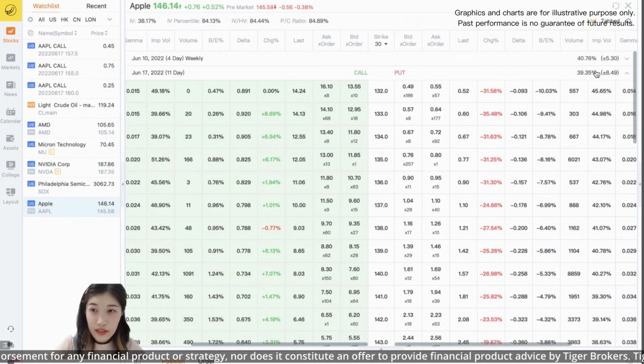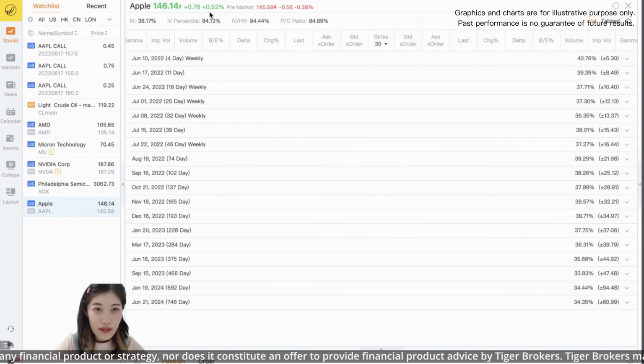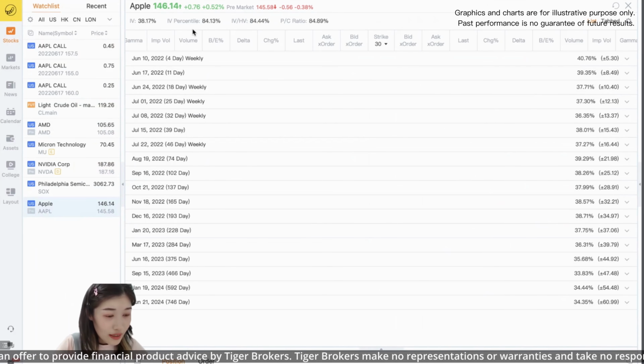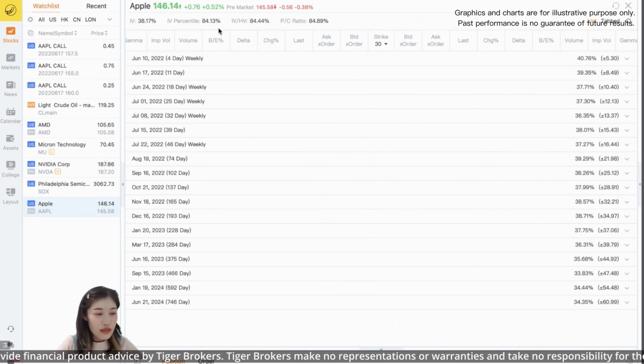Now the option chain here displays all the options by expiration date, and on top of it shows the IV, the IV percentile, HV, and call/put ratio. Now the IV percentile measures the implied volatility versus its past values. It measures how many of the past values are lower than current ones. Even though the IV we see here is 38, it is still higher than 84% of Apple's IV over the past year. Option sellers usually pay more attention to high IV, as higher IV leads to a higher premium.